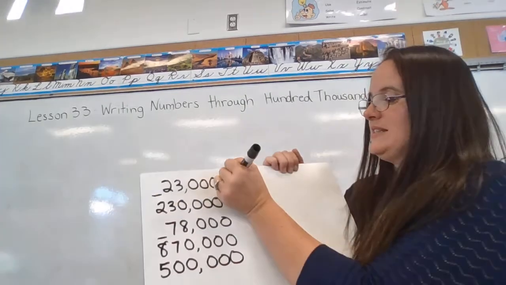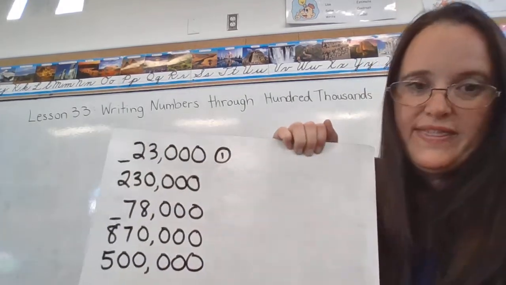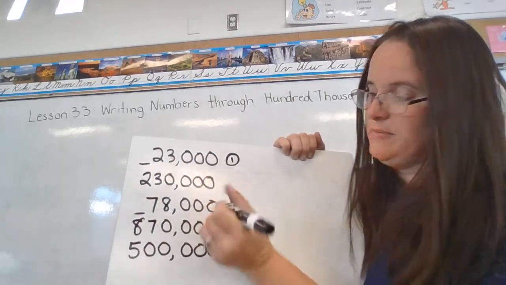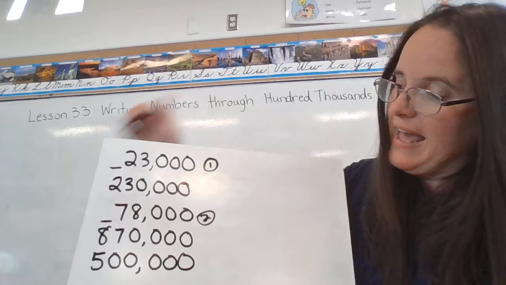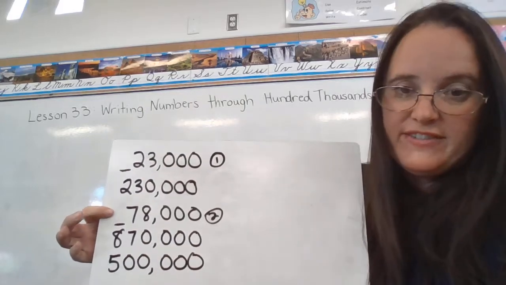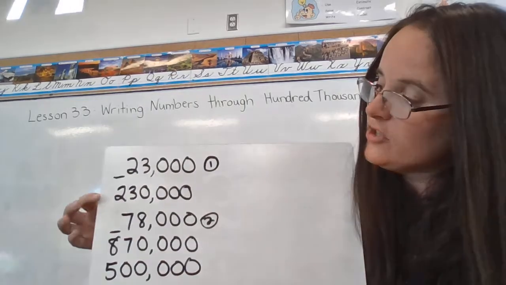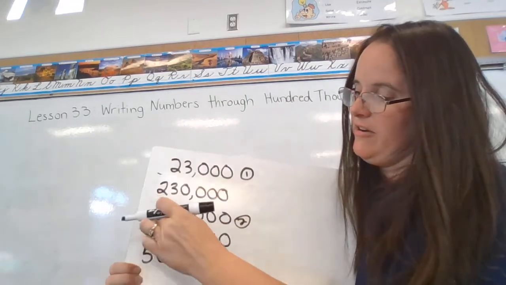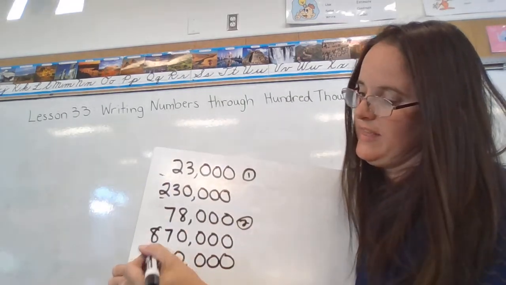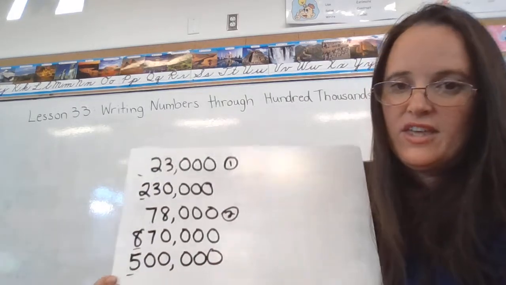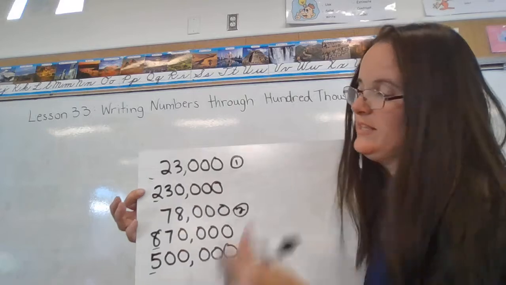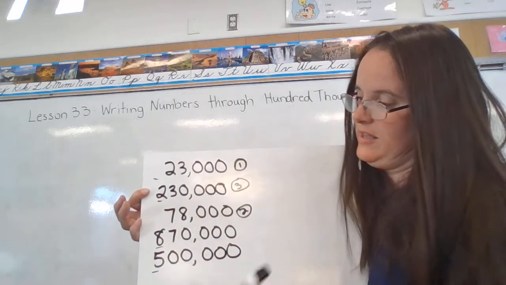23,000. So this is going to be number 1. I'll just put a little 1 there to keep track of that. And then 78,000 is going to be a 2 because I don't have any other 5-digit numbers. So now we can look at our 6-digit numbers. I'm going to compare the 2, the 8, and the 5. Which one's smaller? 2. So this will be number 3.